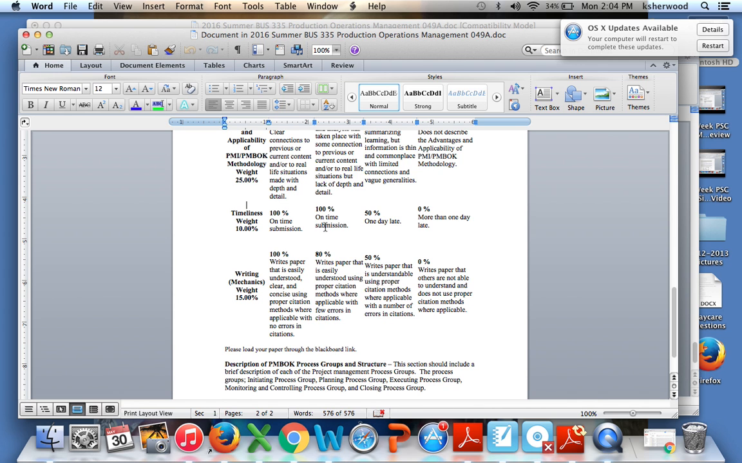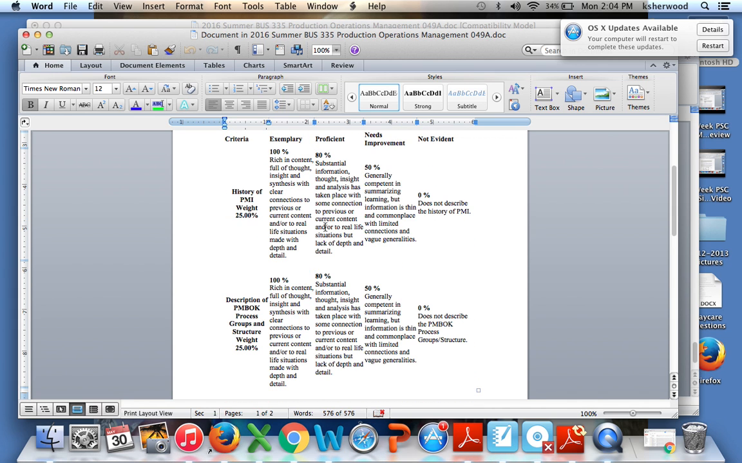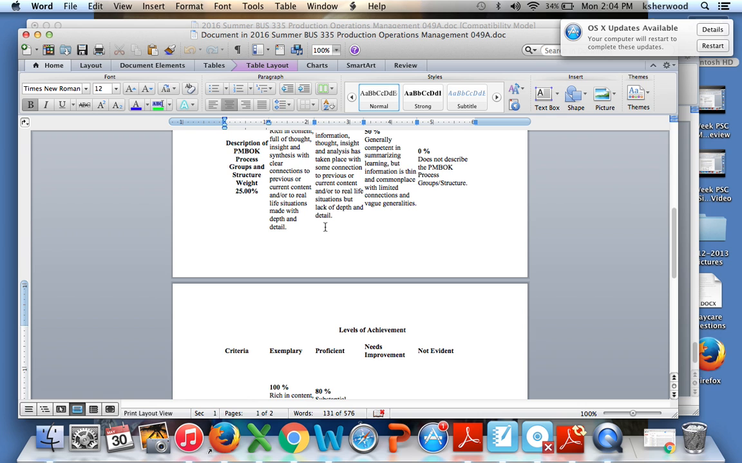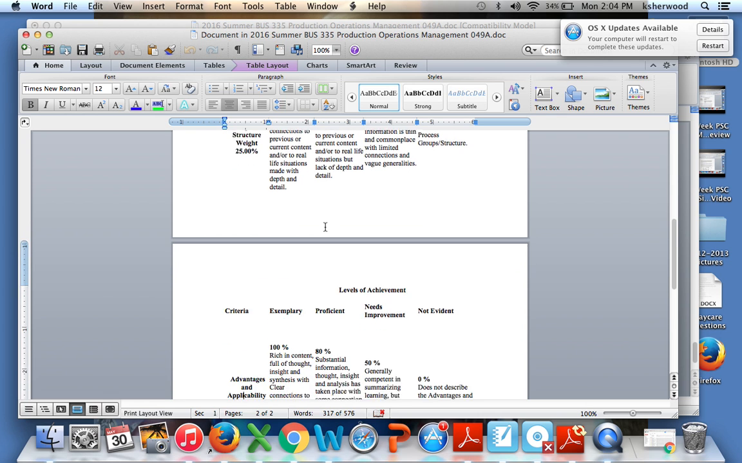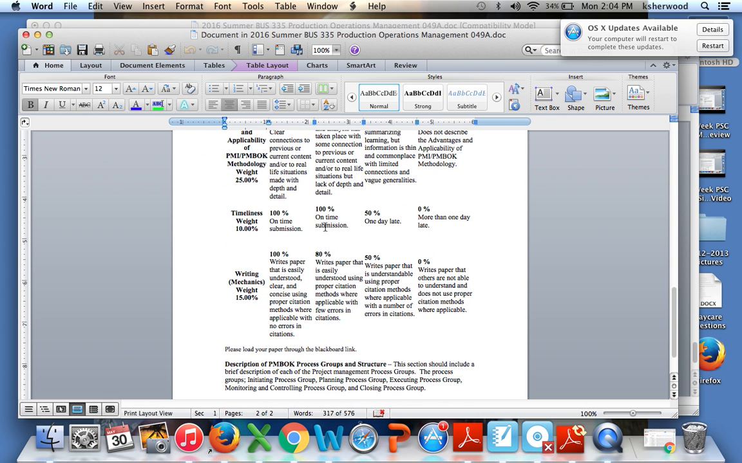So to recap, run right through again. History of PMI. There should be a couple paragraphs on who formed it, and a big picture of what the organization's about and what they seek to do. Description of the PMBOK process groups and structure. Would be a paragraph on each of the process groups here. What happens during the process group? What are some of the key inputs, key outputs, maybe tools and techniques, etc. Go through each one of those process groups.